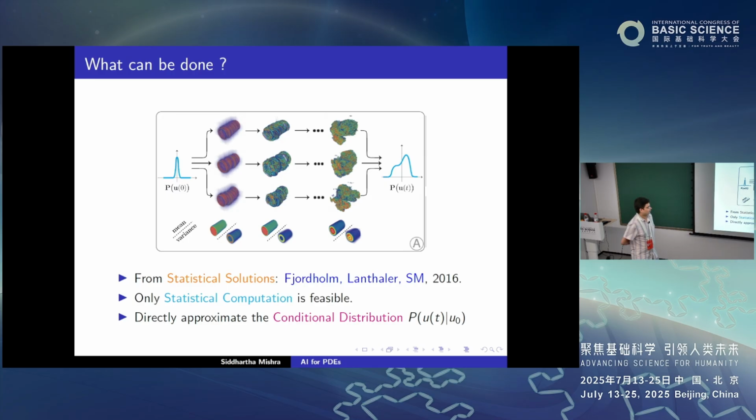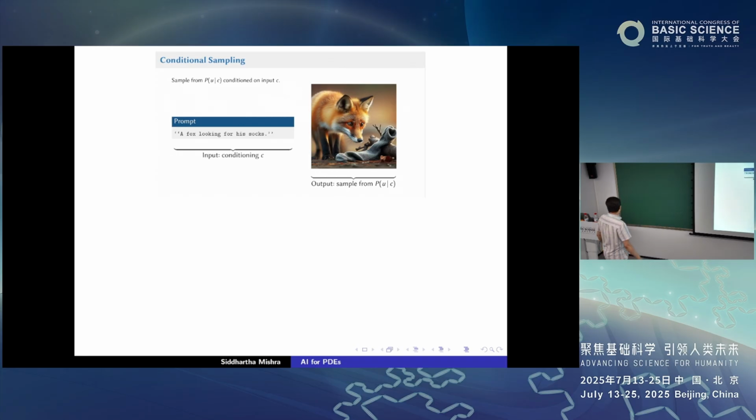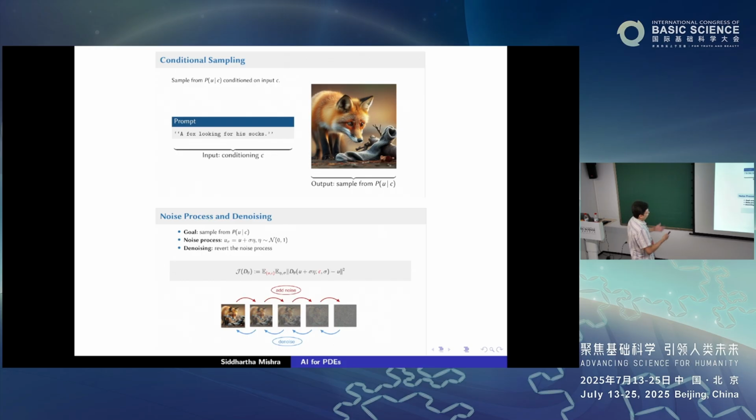How can we do that? Well, these days, the most common way is to use what is called conditional sampling. Anyone who has used ChatGPT knows this. If you give it a prompt, then it will provide you a nice picture like this, right? And the way many models do it is by using what are called diffusion models. Diffusion models are a way in which you sample from a distribution, a conditional distribution, by relating it to a target distribution.